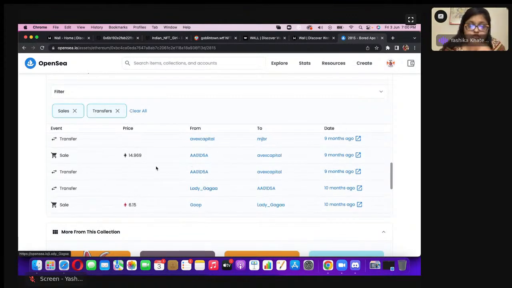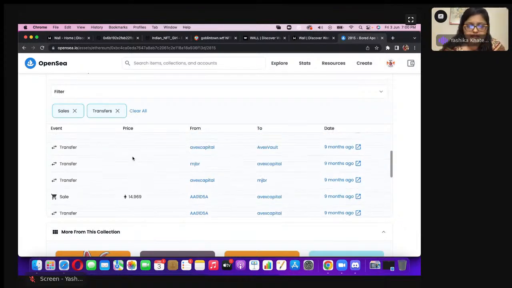Now Lady Gaga sold this for 15 ether. You can see here it is black, which means that she probably listed it for 15, and somebody bought it for 14.9 ether.